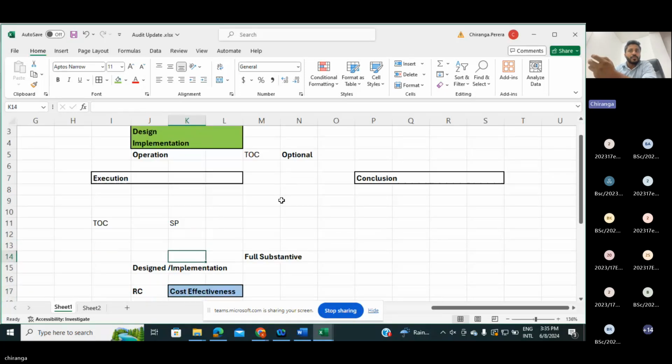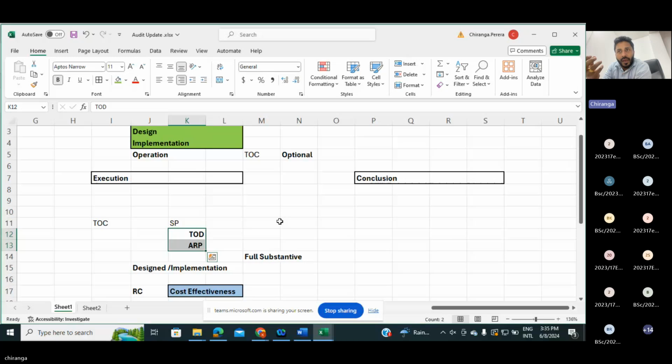Substantive procedures can be divided basically into TOD and ARP. That's one classification. What do we mean by that? Test of details and analytical review procedures. Test of details means whatever balances we have, we check the details and source documents. That is test of details.